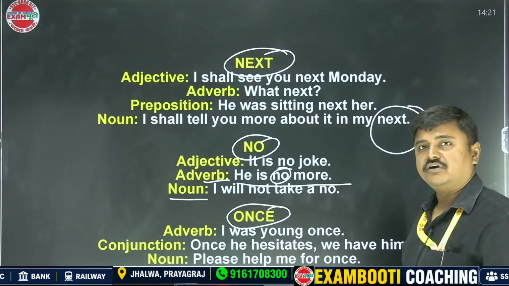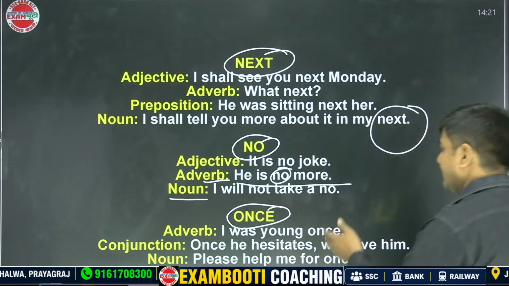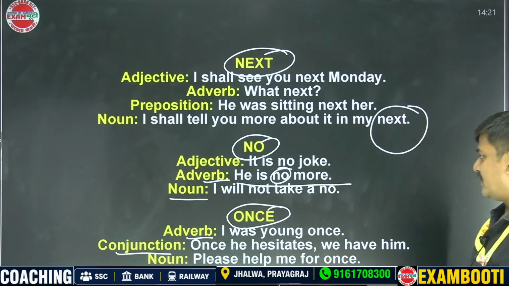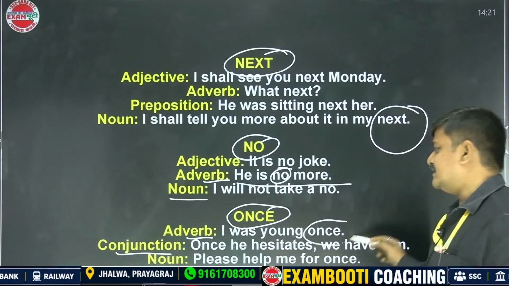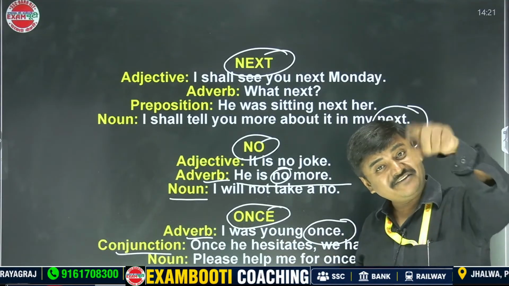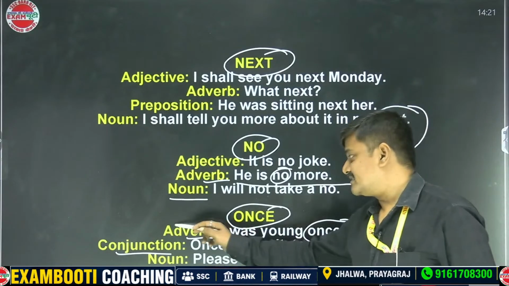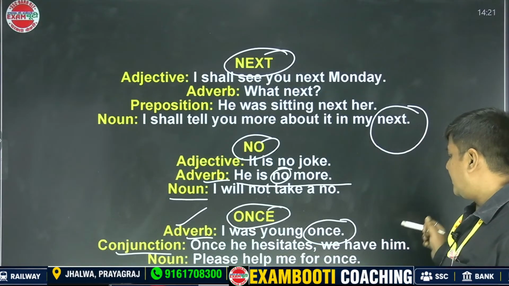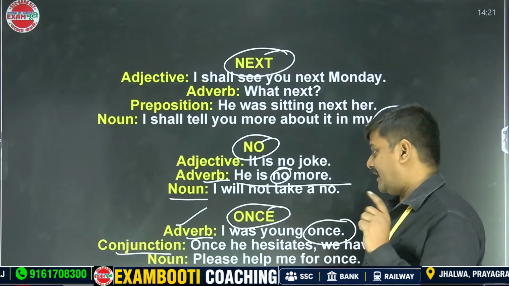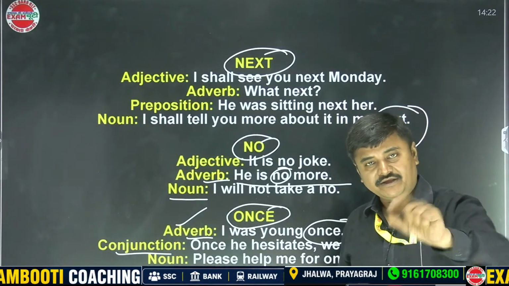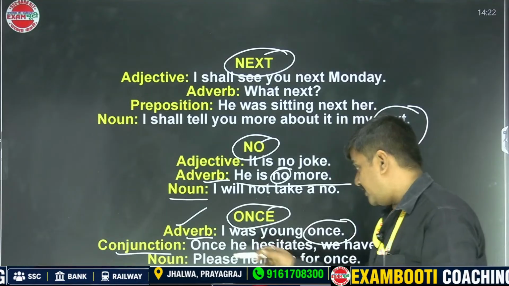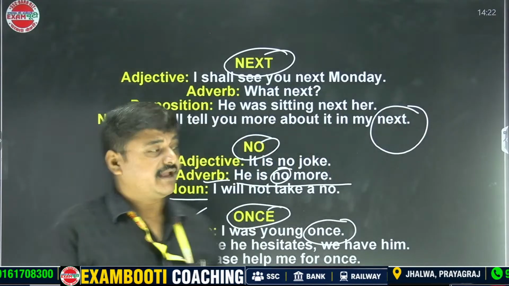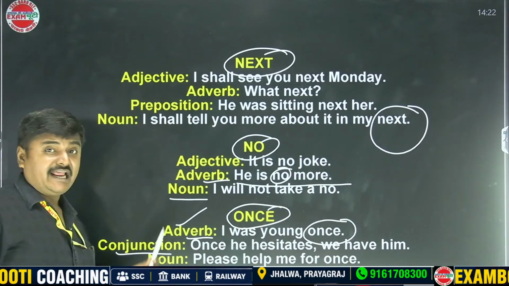Now take another word, "once". It can function as an adverb, as a conjunction, and as a noun. In the first sentence, "I was young once upon a time." This is the same "once upon a time". It is an adverb. "Once he hesitates, we have him." Here "once" is replacing "if": "If he hesitates, we have him." Here "once" replaces "if". That's why "once" is functioning as a conjunction.